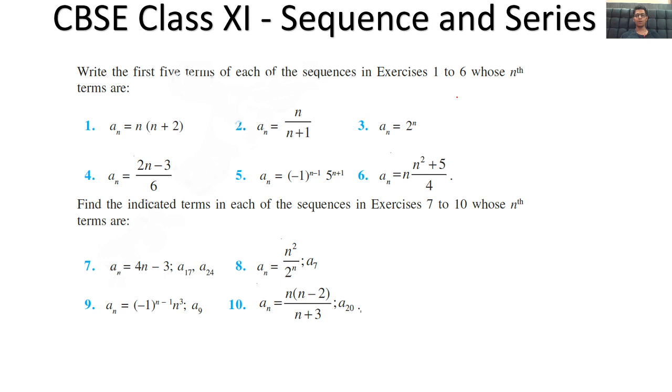When n is equal to 1, for this particular exercise, when n is equal to 1, we have an is equal to 1 into 1 plus 2 is 3.